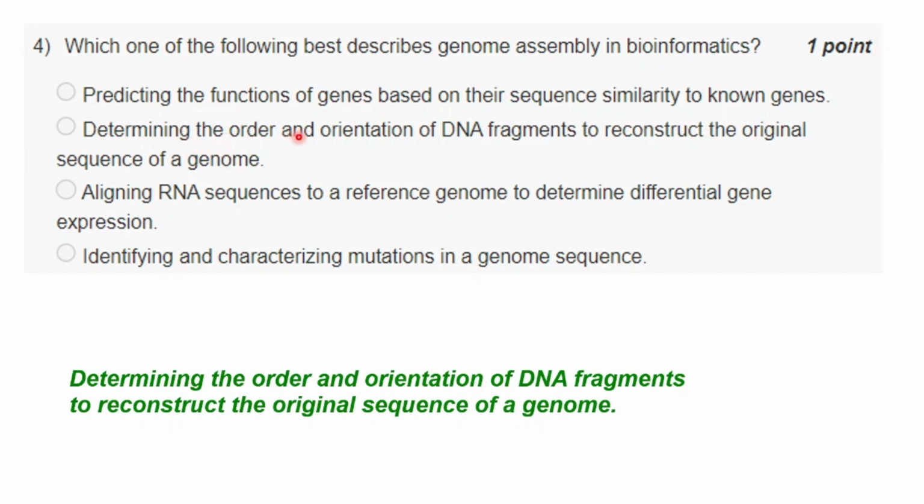Does genome assembly determine the order and orientation of DNA fragments to reconstruct the original sequence of a genome? This is correct, because genome assembly is a process of piecing together DNA fragments obtained from sequencing into a contiguous and accurate representation of the original genome, and this process involves determining the order, orientation and overlaps between the fragments to reconstruct the original sequence.